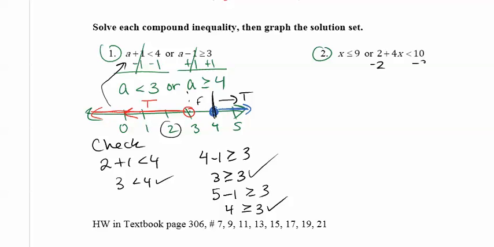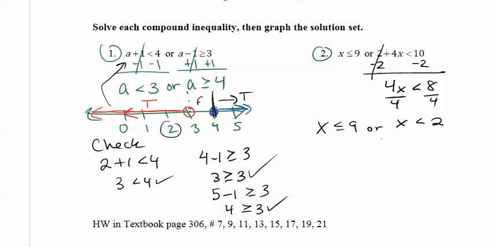Minus 2 on each side. That's 4x is less than 8. Divide by 4, divide by 4. X is less than 2. Okay, so what I have is x is less than or equal to 9, or x is less than 2.